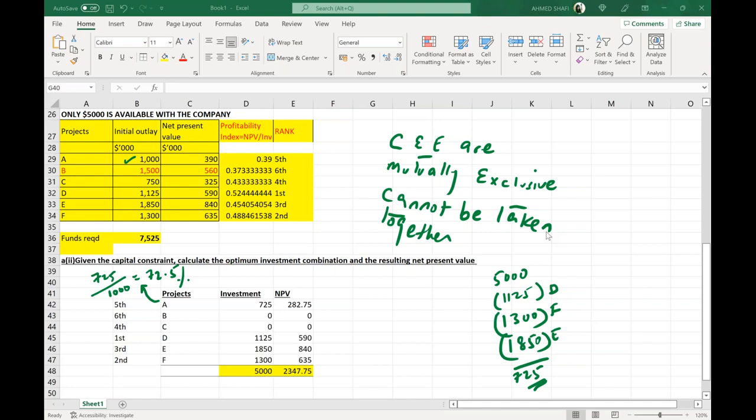Where is the ranking of project E is better than C? So we will take that. No, Nishika, in indivisible, there is another approach. Jawad, you can link the cells as well as calculate the value and put it in the cell, but in that case, you need to show the workings.